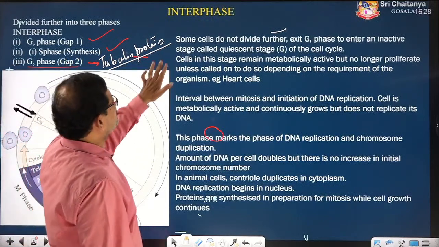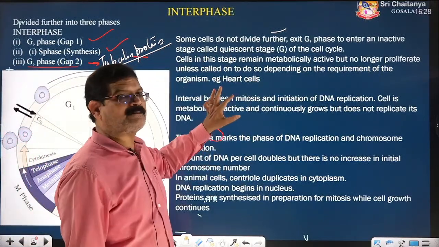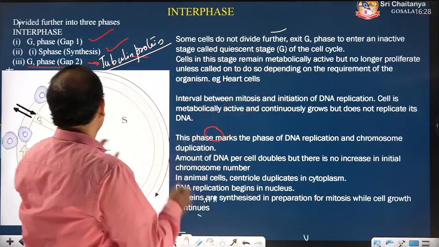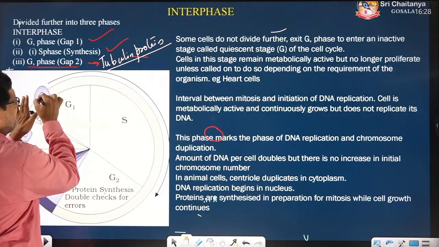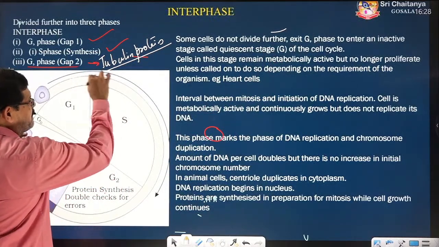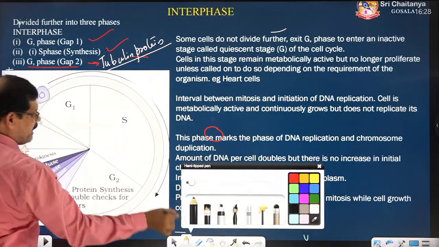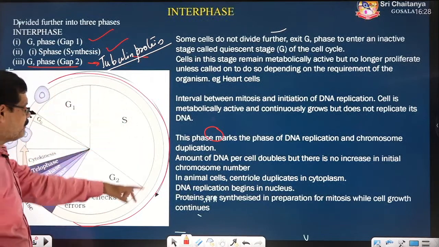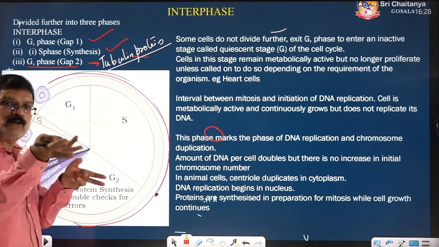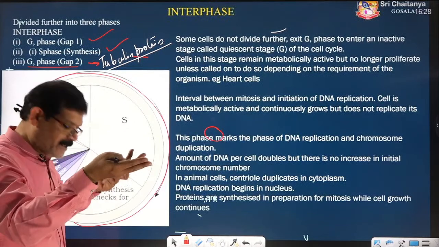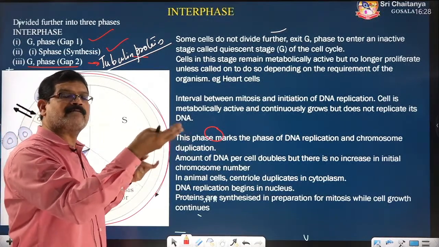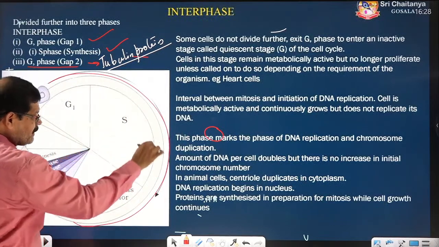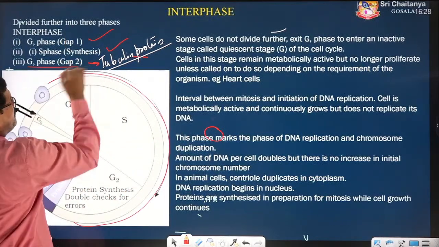Now we will come to the overall part, or what are the things which will be done. Some cells do not divide further. These are the events which happen when the cell enters, and this entire part is called the interphase. How much time duration does the interphase take? It is 95% of the total duration of time required for the cell division. This is the complete interphase.